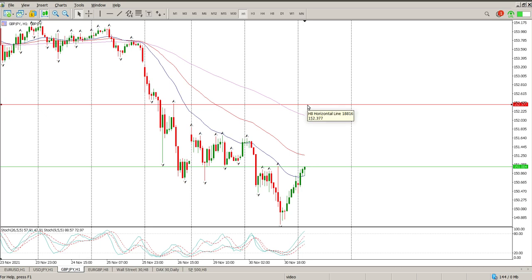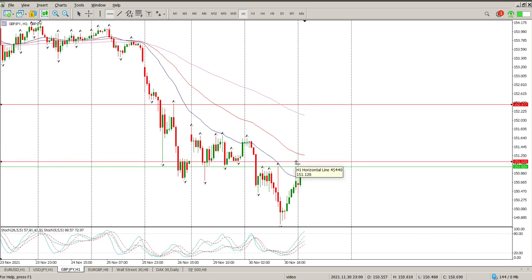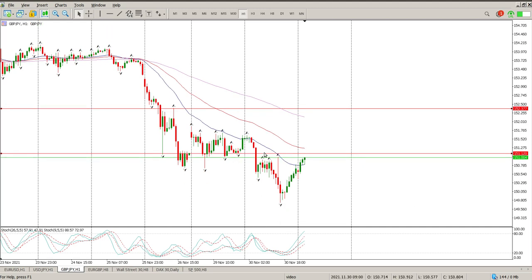So on the higher time frames, I would prefer to see 152.377 tagged, but this is one that you can pay attention to on the hour. Pay very close attention to this level at 151.120. You can see the oscillator starting to move up as well. That would offer some opportunities to continue to the downside. So short off this level.